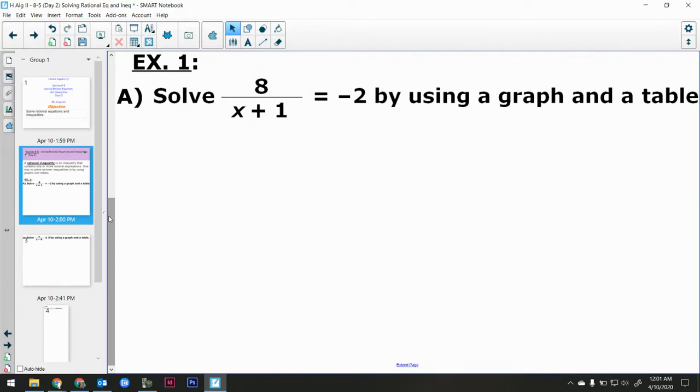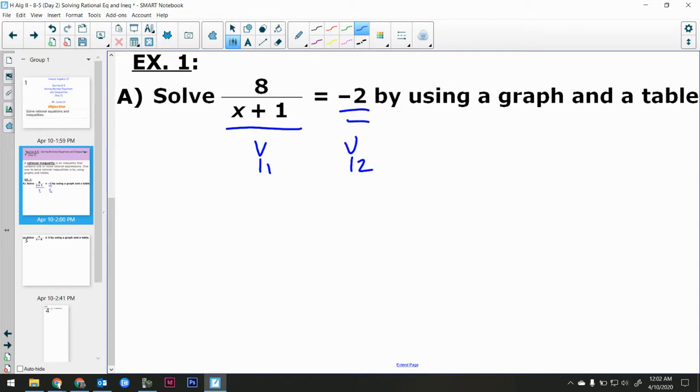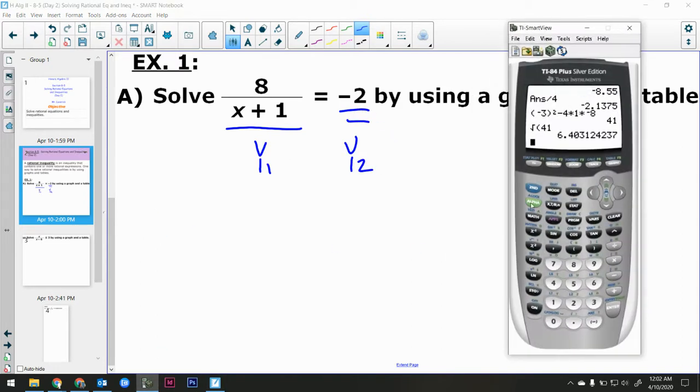Where did my pen go? There it is. How this is done by using your graphing calculators. So go ahead and get out your graphing calculators. And we're going to put this in as y1, and then we're going to put this in as y2. And we're just going to see what happens. So let me go to my calculator here. Okay. All right, so the first, I've got 8 divided by x plus 1. And then the second in as -2.